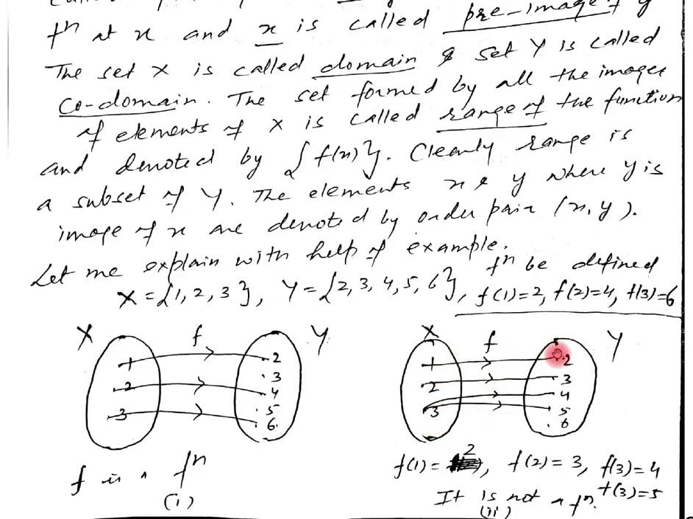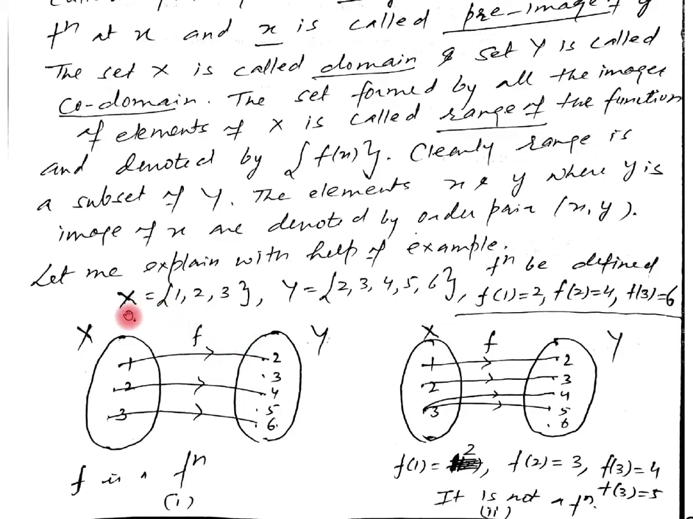1 is related with 2, 2 is related with 3, 3 is related with 4, and 3 is also related with 5. Now this is not a function because the uniqueness is not there. We have said in the function every element of x has a unique image in y. Here this element 3 has two images in y. Therefore the uniqueness is not there. So this arrow diagram or this function that has been defined, it is not a function.